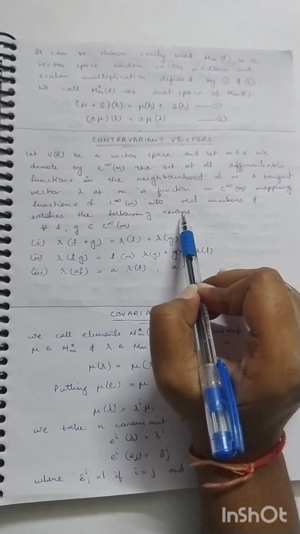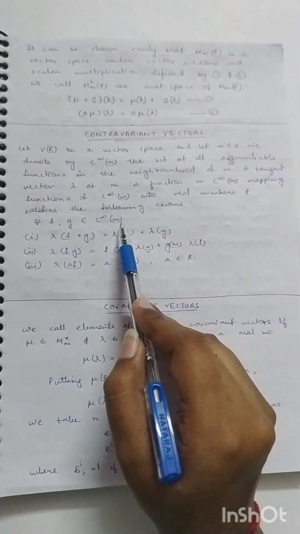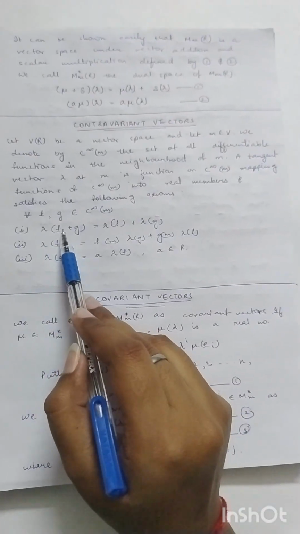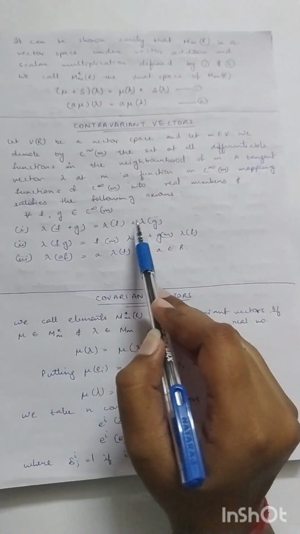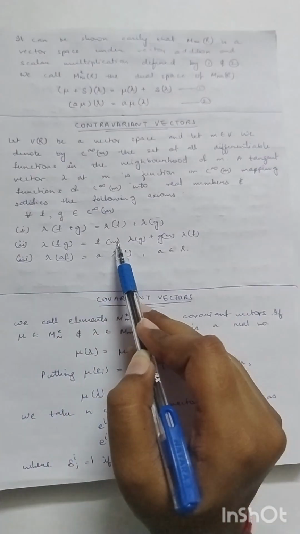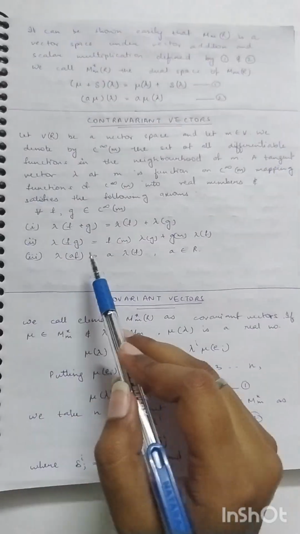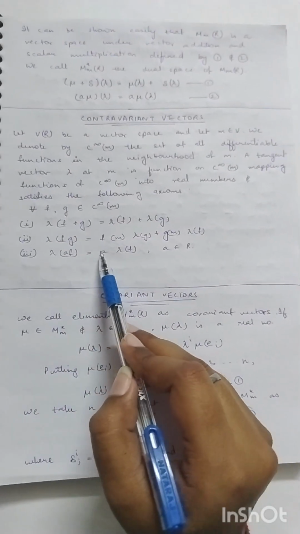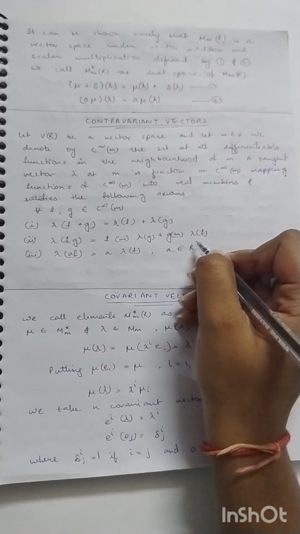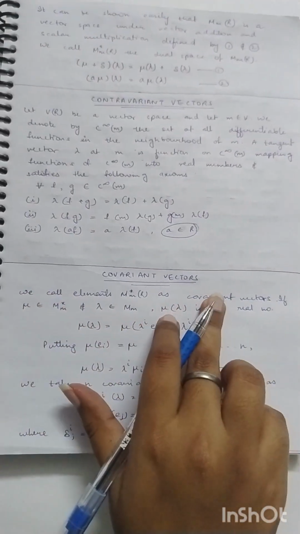For all f and g belonging to C infinity M, first, lambda of f plus g is equal to lambda f plus lambda g. Second, lambda of fg is equal to f(m) lambda g plus g(m) lambda f. Third, lambda of af is equal to a lambda f. Here a belongs to R.